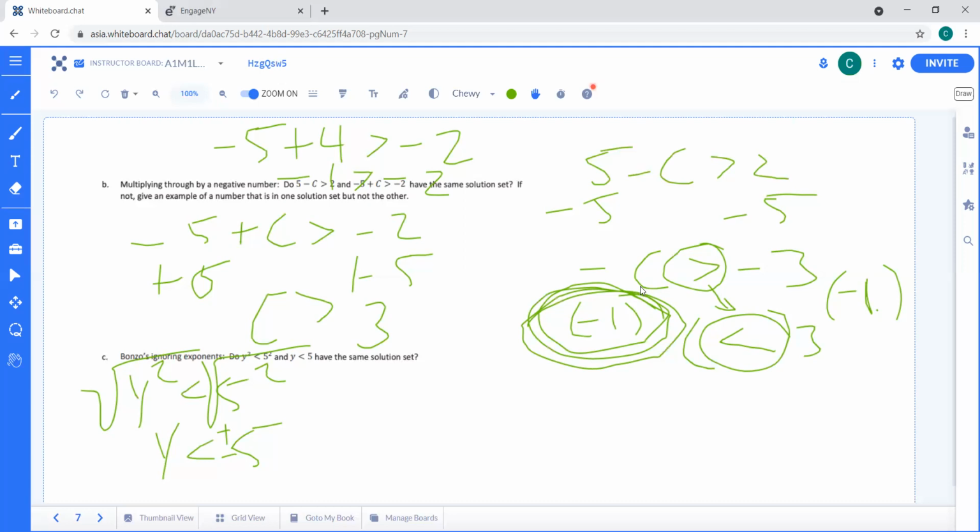And then if we just did y less than 5, is that true? No, because this is just y has to be less than 5. This is y's got to be less than a positive 5 and y's going to be less than a negative 5. Okay, what's in between is not going to work.